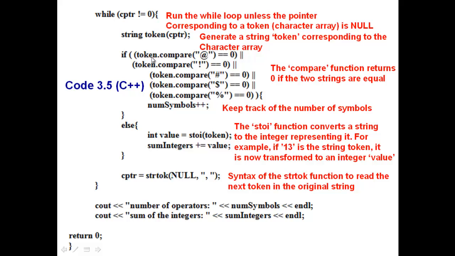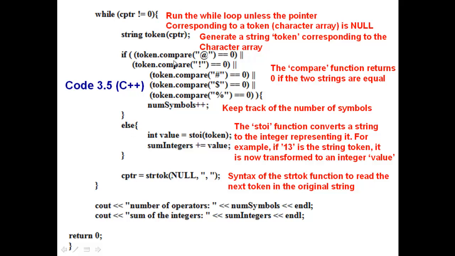So the content inside the token could be any of those symbols. So we need to put an OR operator here to check if this is true, or this is true, or this is true, or this is true. It could be any of those symbols. If any of those symbols are encountered, the whole condition will be true, because we just have an OR here. Then we come inside the if block and just increment the number of symbols.